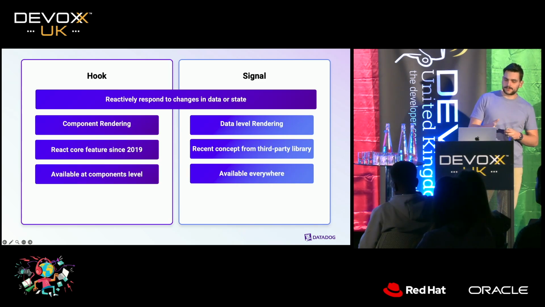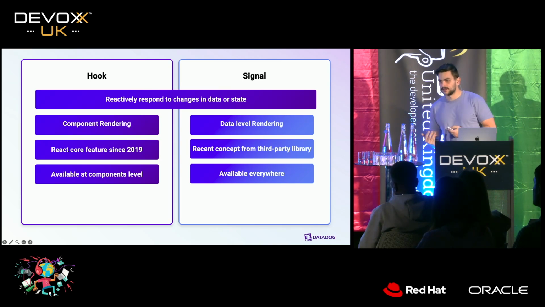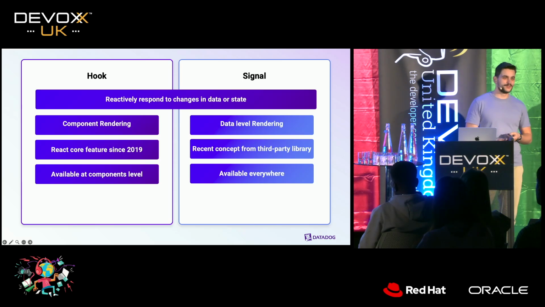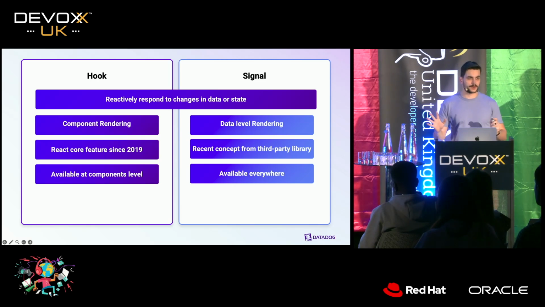The hooks are only available at components level, whereas the signals can be declared and used everywhere. How many times have you wanted to use a hook, but it was in a function or something like that? Here, you don't have this issue anymore with the signals. You can just import it directly in your file.